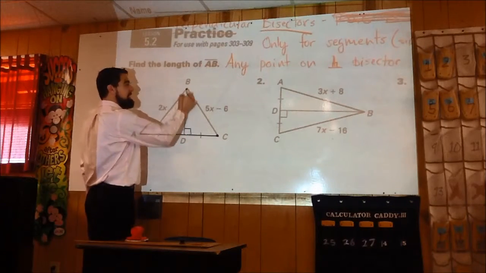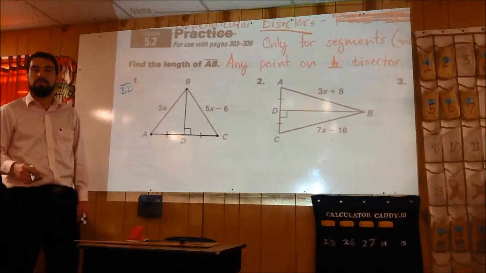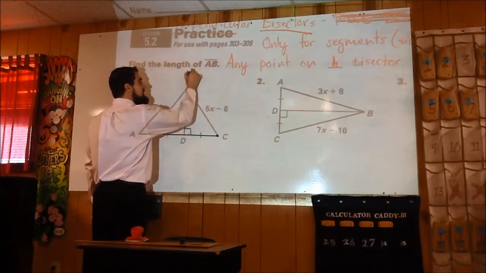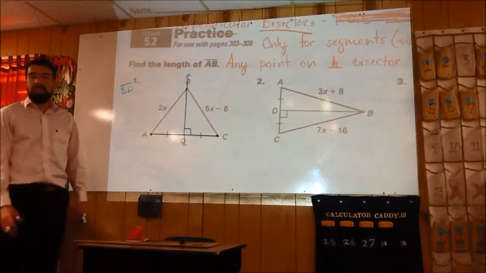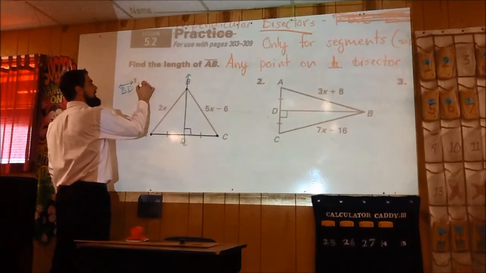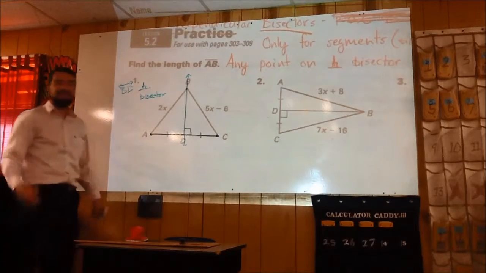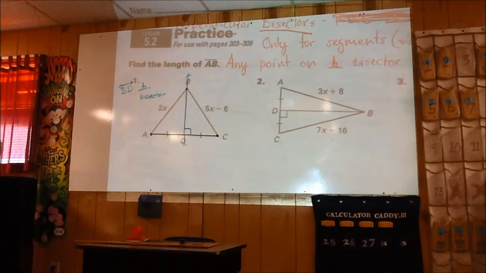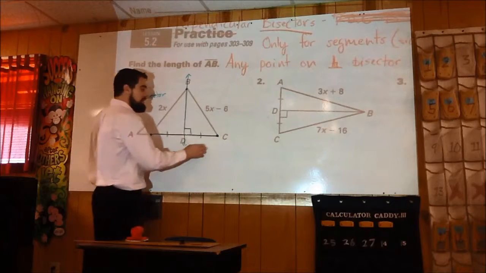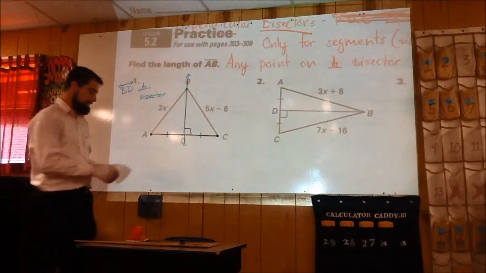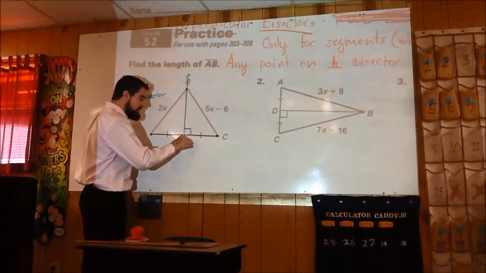Is it safe to say that point B is on the perpendicular bisector? Absolutely. I can extend this segment and make it into a line if I wanted to. So now this is line BD, and this line is the perpendicular bisector. Well, point B is on that line. What's true about any point that's on the perpendicular bisector? It's equidistant from the endpoints of the segment.